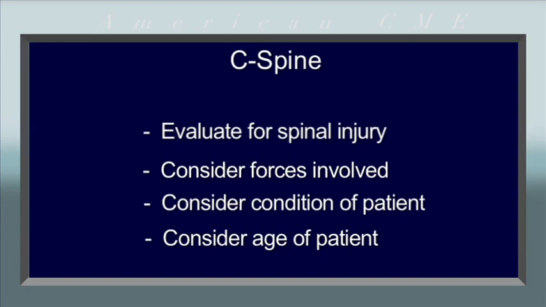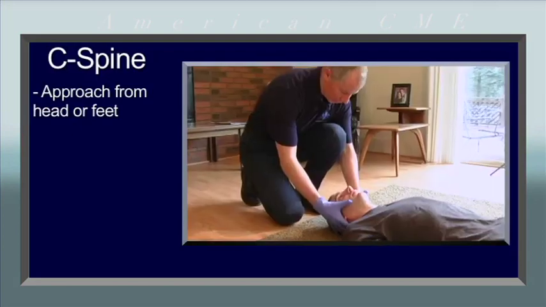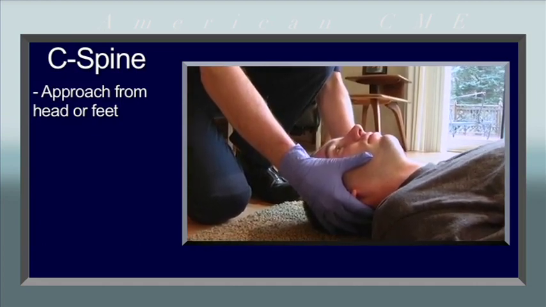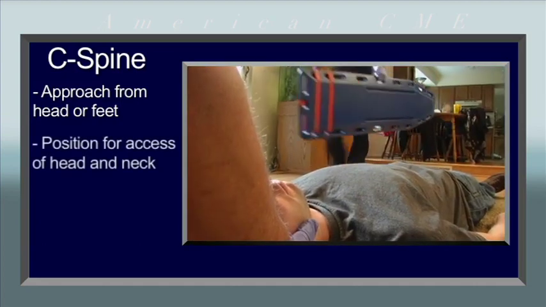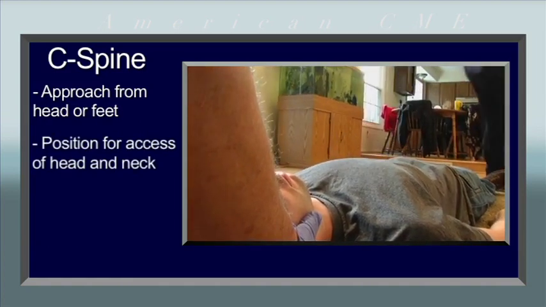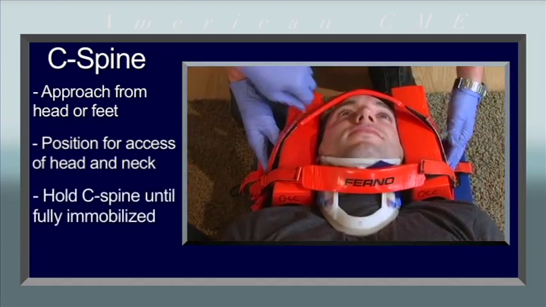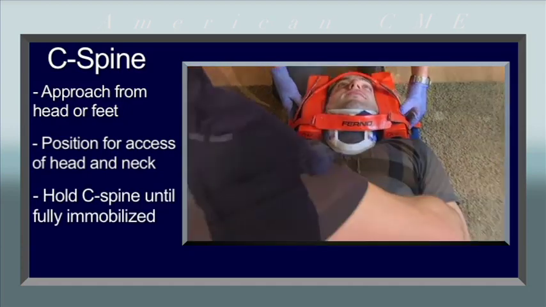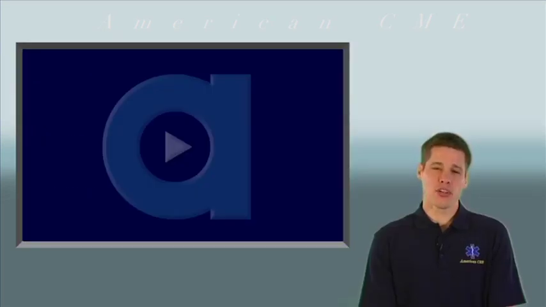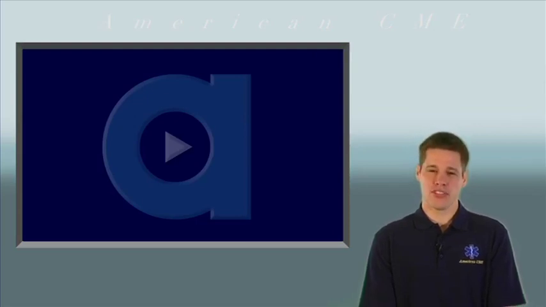When manual C-spine immobilization must be applied, approach the victim from the feet or head and avoid approaching the patient from their side to decrease the chance of the patient moving their head from side to side. The care providers should position themselves so they have access to the patient's head and neck. Once in position, the provider should manually stabilize the head and neck until the patient is fully secured to a certified immobilization device. Check your local protocols for when to initiate C-spine precautions. After considering any needed C-spine precautions, we have completed the scene survey component of our patient assessment.